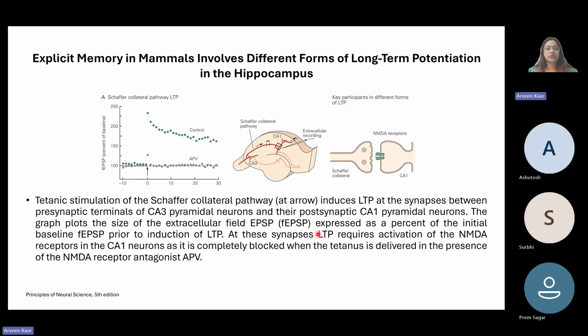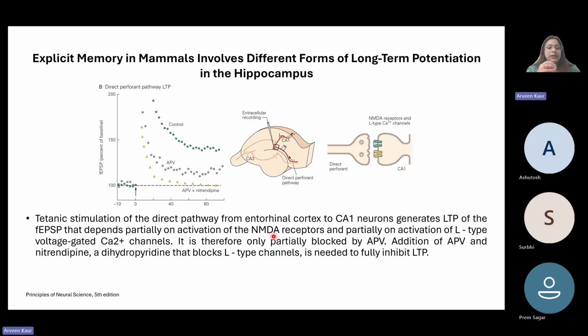At these synapses, long-term potentiation requires activation of NMDA receptors in CA1 neurons, as it is completely blocked when the tetanus is delivered in the presence of the NMDA receptor antagonist APV, right? So you can see that in this case, this response is completely missing because the NMDA receptor is basically blocked, right? So that might be the crucial receptor in this path.